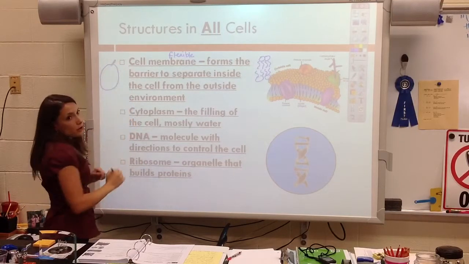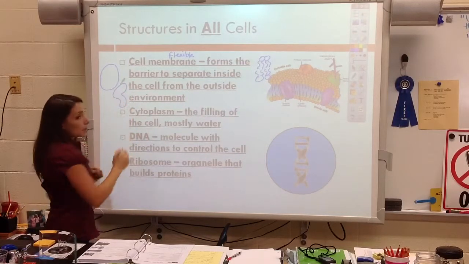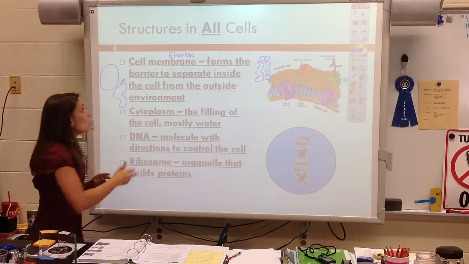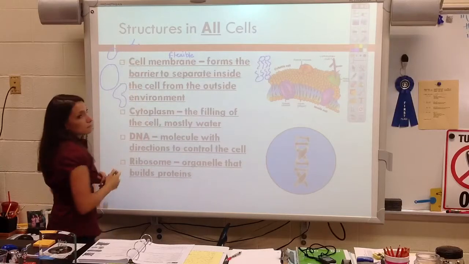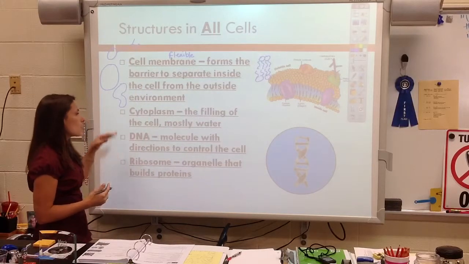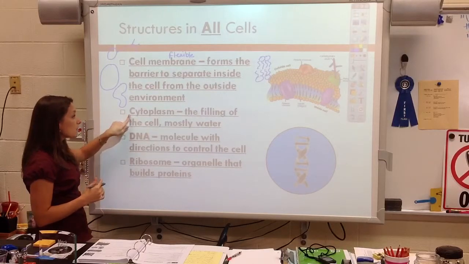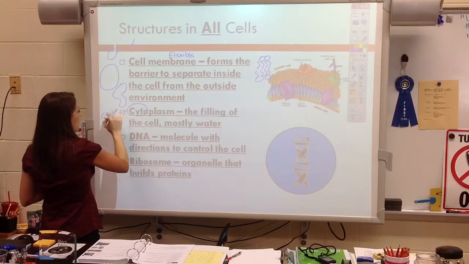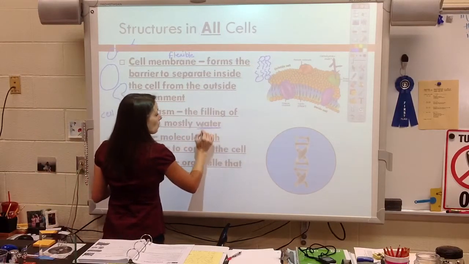And so sometimes we draw it as a circle. Sometimes if we're drawing an animal cell, it might be slightly more flexible, take on a slightly different shape. We'll talk about nerve cells that look like this. Very different shape. All cells have something on the inside, and that's called the cytoplasm. Cyto actually means cell. Plasm means filling, and it is mostly water.